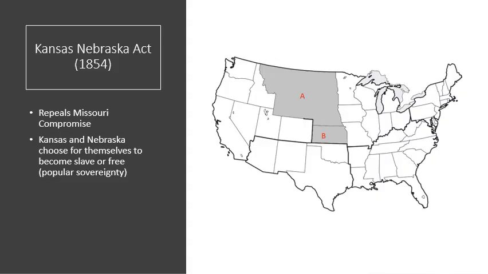So what happens is the Kansas-Nebraska Act of 1854. This effectively repeals the Missouri Compromise. What this means is that Kansas and Nebraska can now choose for themselves to become slave or free states. The idea here, again, as with New Mexico and Utah, is the idea of popular sovereignty. The people in the states have the right to decide what those states are going to do. Of course, this is going to upset the balance of power. It's going to upset the South because they're losing that.